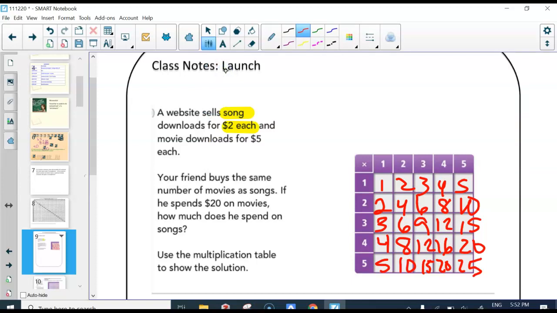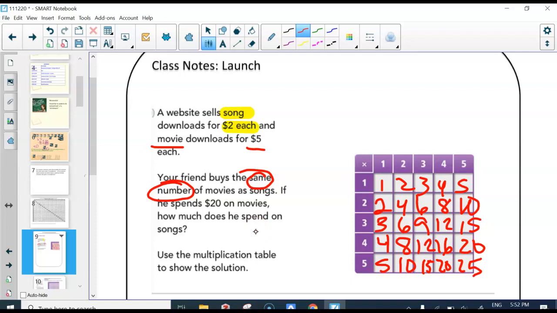So a website sells song downloads for $2 each. That seems like a lot to me, but I don't really buy songs online. And movie downloads are $5. So movies, $5. Okay, so you can underline with something else. Now it says, your friend buys the same number. Now I hear that and I go same. Oh, equal. They're equivalent fractions. So if he spends $20 on movies, how much does he spend on songs?